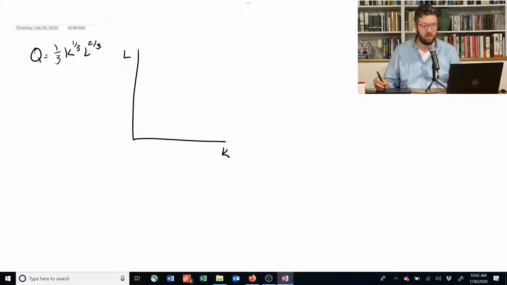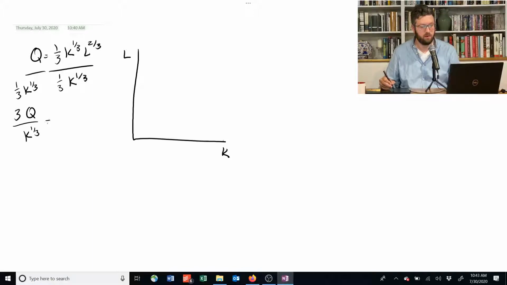And since I put L on the vertical axis this time, I'm going to solve this equation for L to get my isoquant equation. All right, so I need to get L on its own. I have L right now multiplied by a bunch of garbage, so let's divide that out to put it on the other side. We divide both sides by everything that's not L, and we end up with Q divided by 1/3, which is the same as 3 times Q, divided by K to the 1/3 power, and that's equal to L to the 2/3 power.